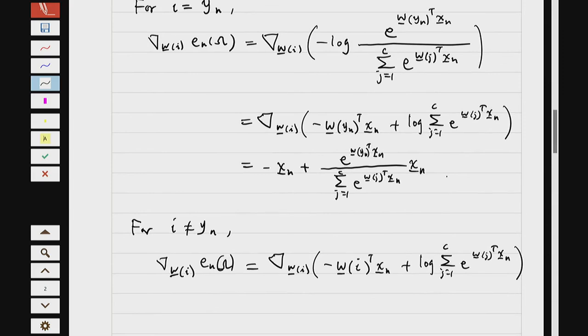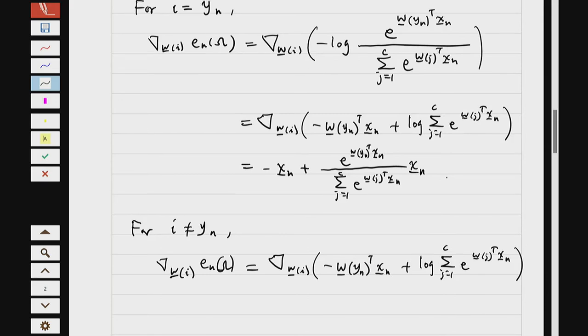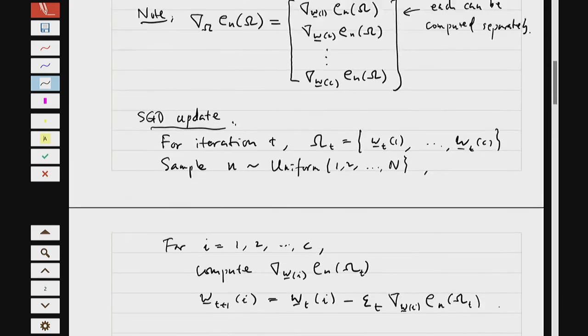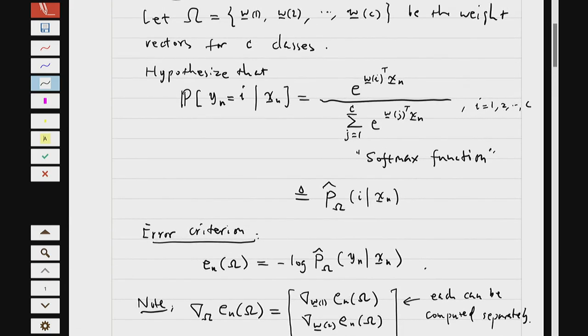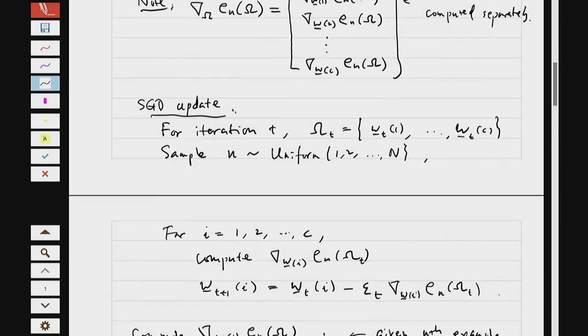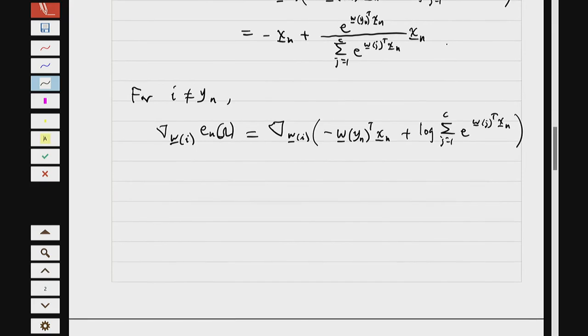Oh, no. What am I doing? Never mind, I'm sorry. Yeah, still yn, just by the definition of this P here, by the hypothesis P. So you see yn. But now our i is different, wi is different from wyn. That's the only difference.